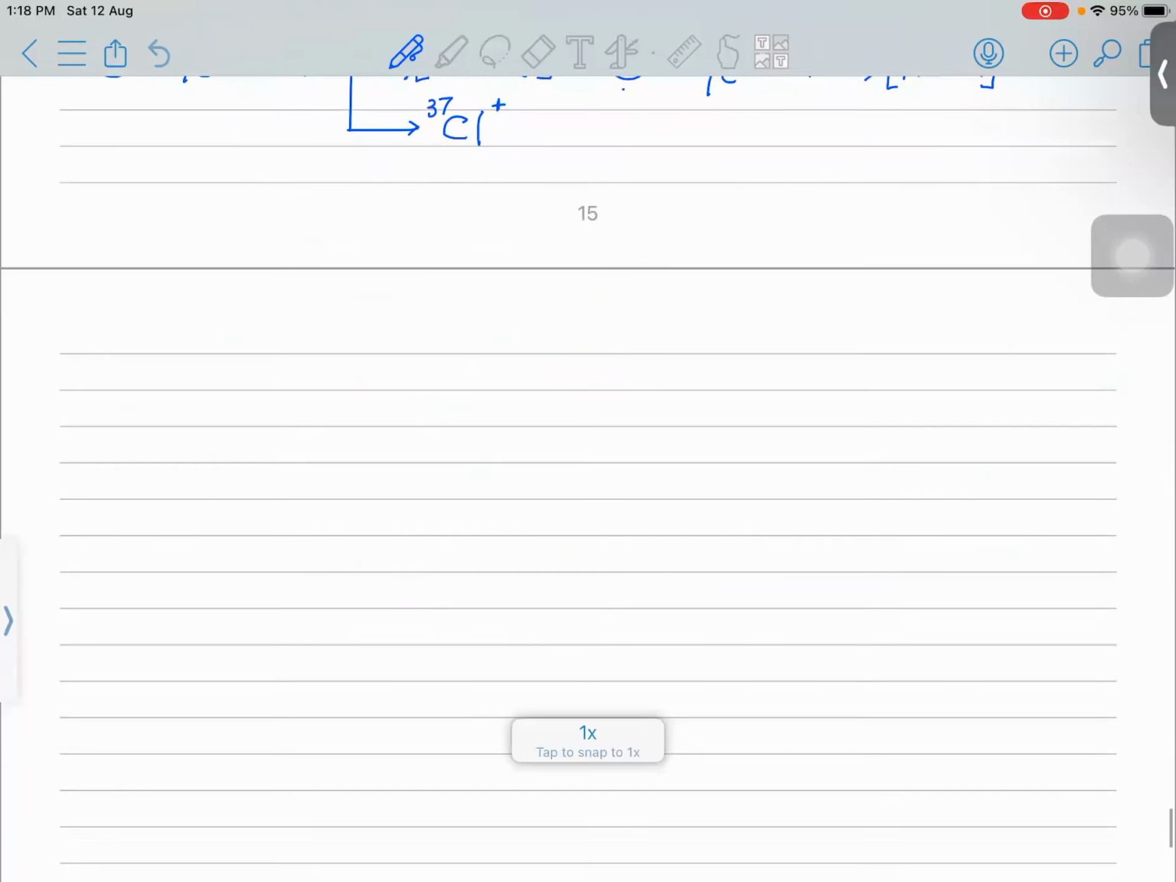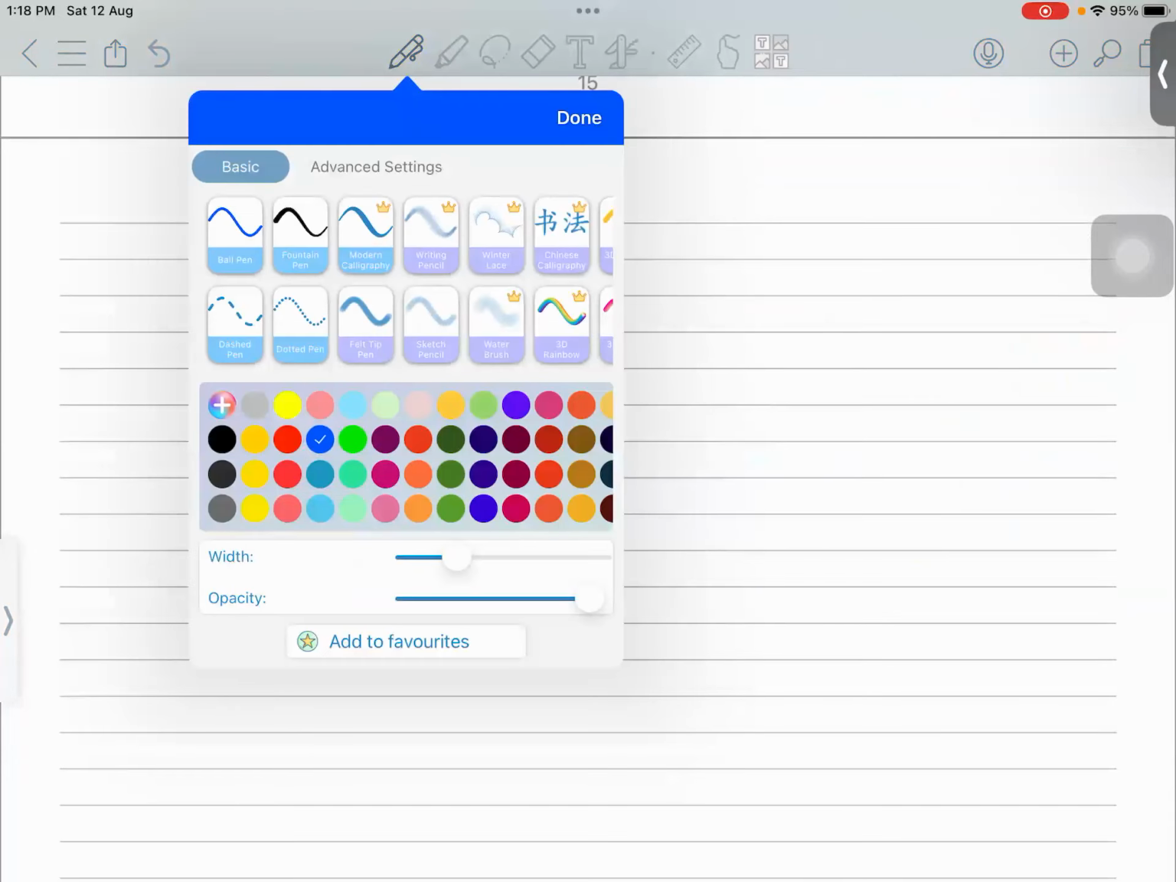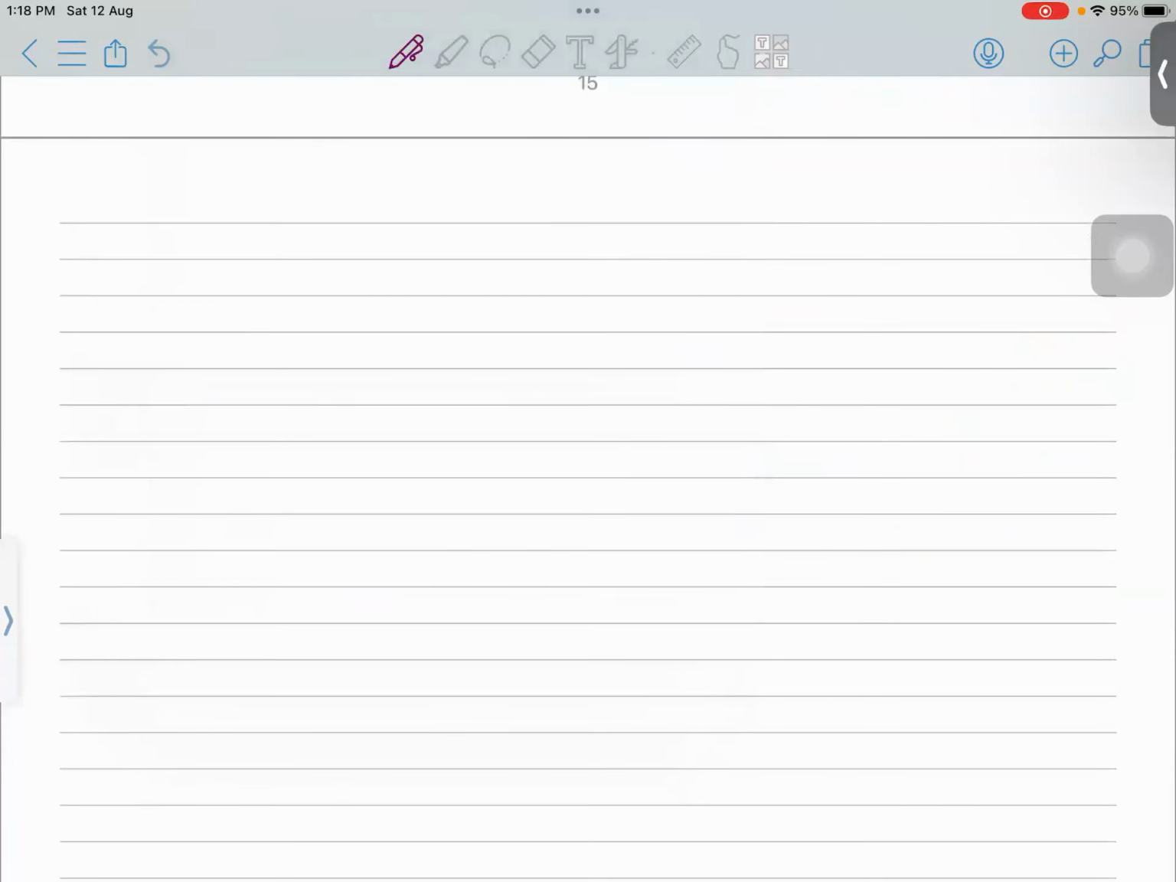Now, next question. Remember, we are trying to learn chemistry with respect to paper 1 and paper 2, right? Paper 1 is based on MCQ, so few questions are based on MCQ and few questions for paper 2.